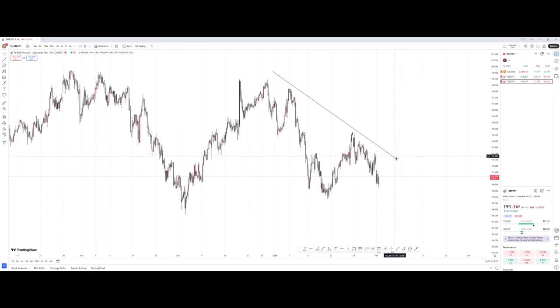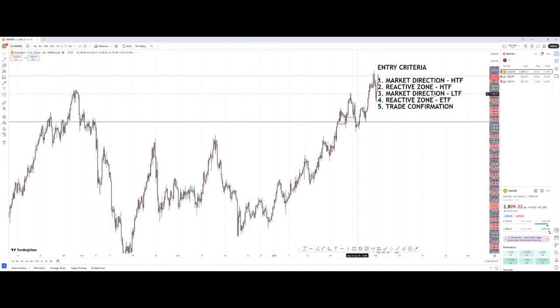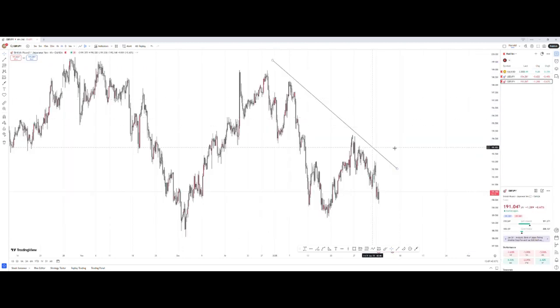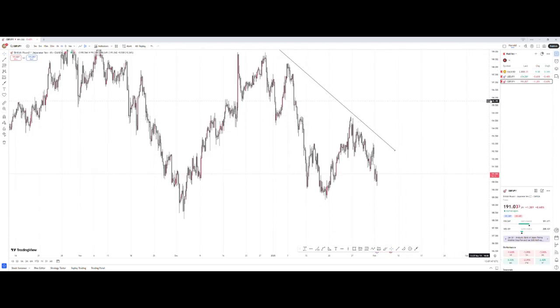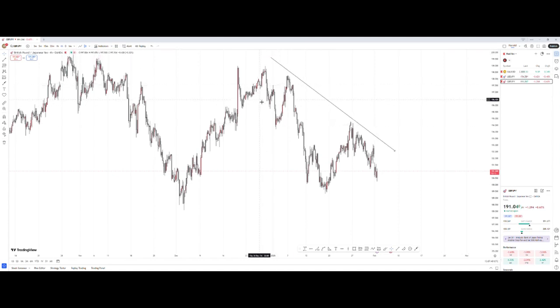Now we have our first criteria, or confluence. Entry criteria or entry confluence. Okay, very good. So now let's go back to GJ. We can see GJ is in a downtrend. So right now we have found the direction in the higher time frame.